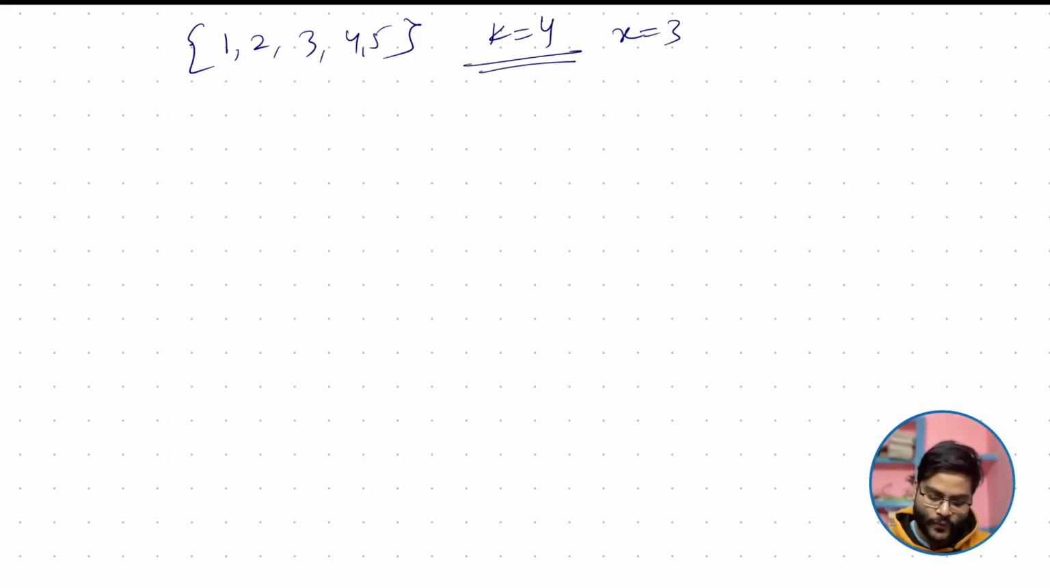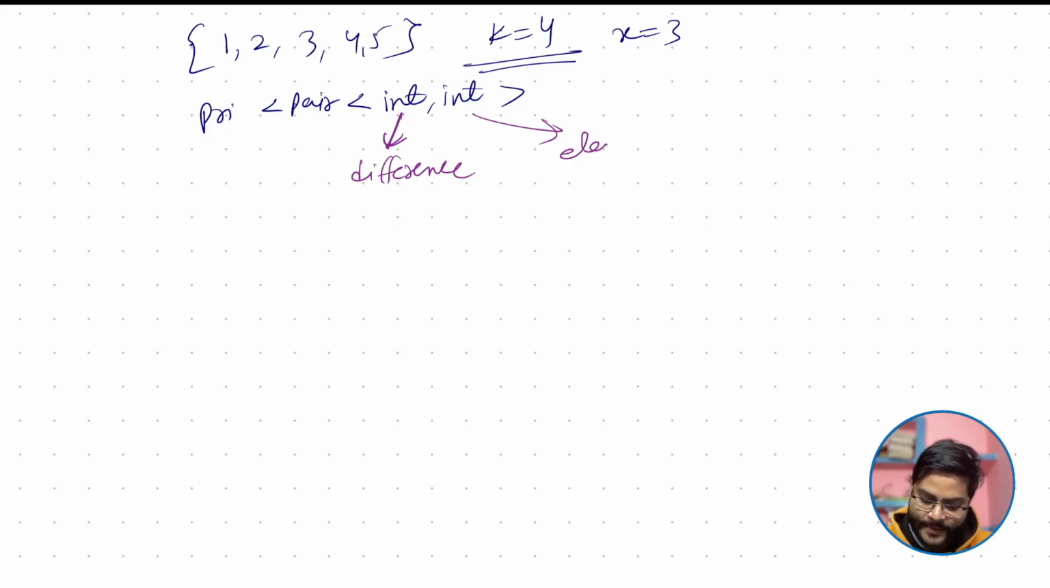So what I will do, first I will take a priority queue of pair, which will be of type int and int. We will use the first for the difference, and the second for my element. And I will iterate through this array and do pq dot push on the basis of conditions, right?